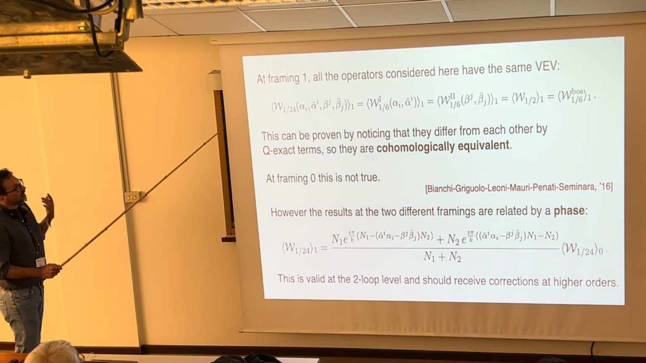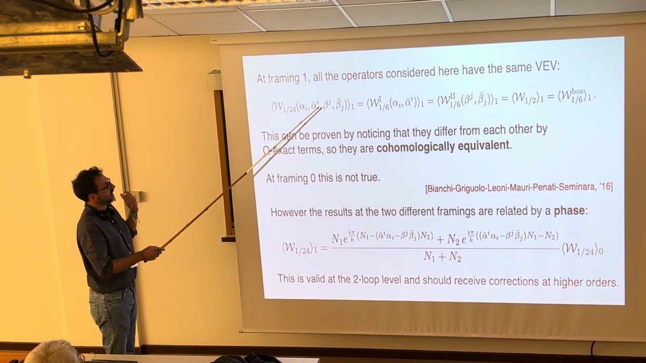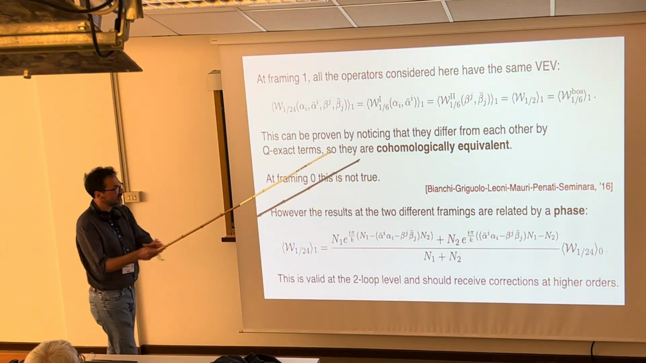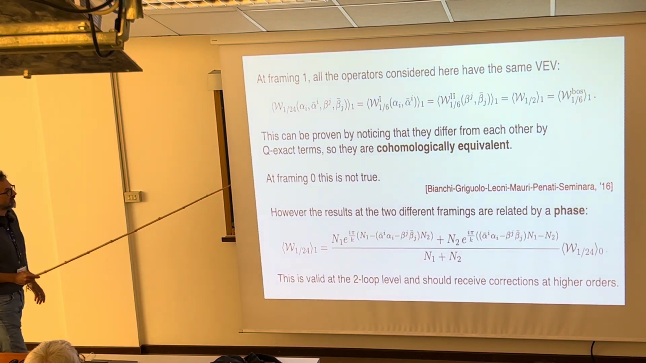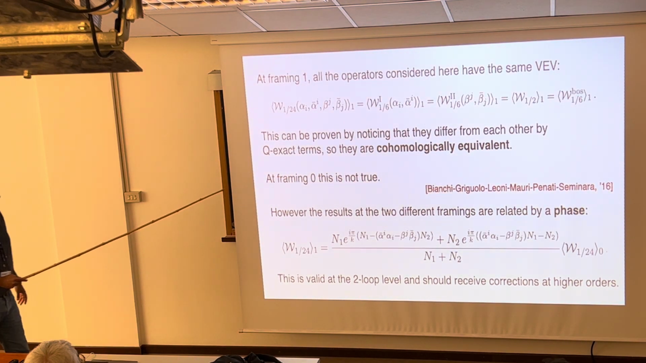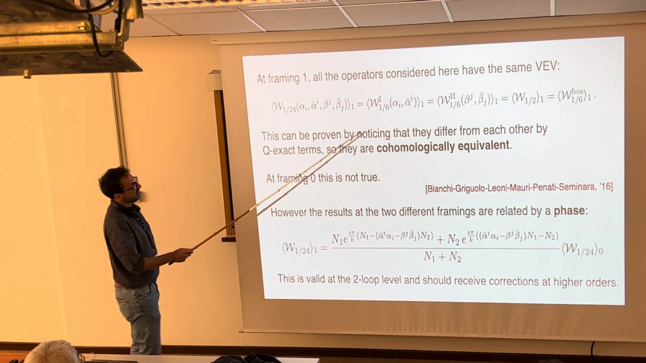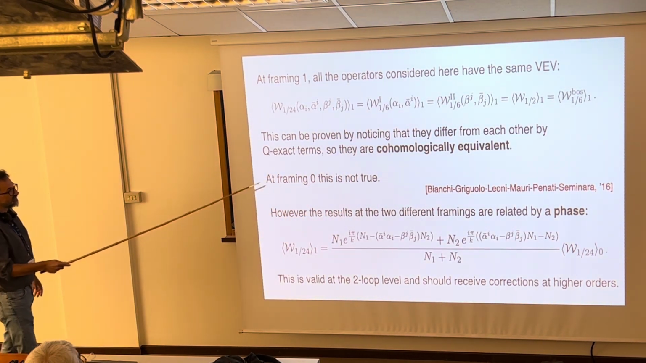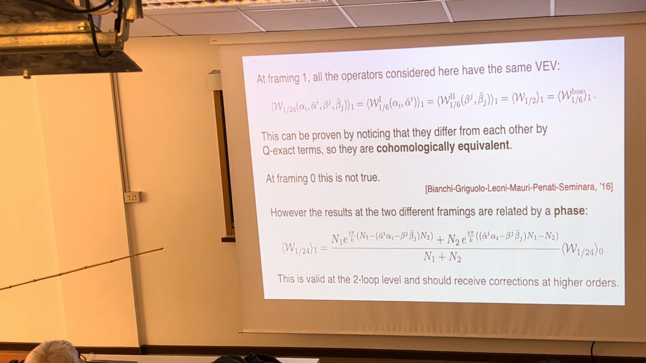So at framing 1, all the operators considered here have the same expectation value. So they all collapse to a point in these plots that I wrote. And this can be proven by noticing that they just differ by Q-exact terms. So they are homologically equivalent. And at framing 0, this is not true.